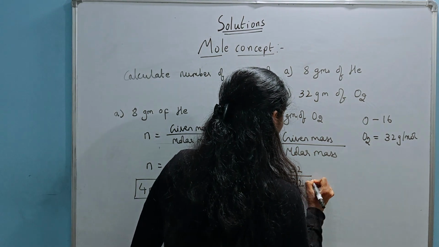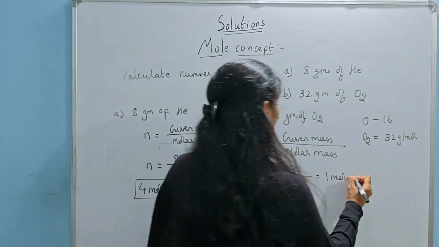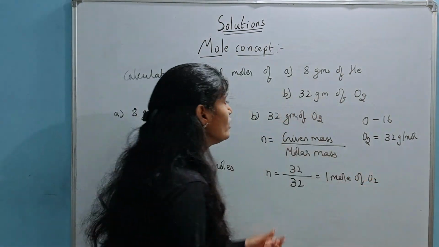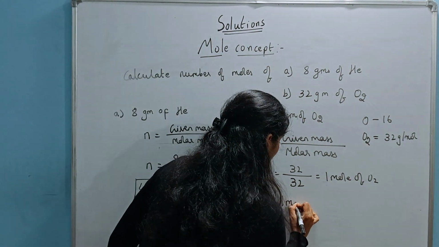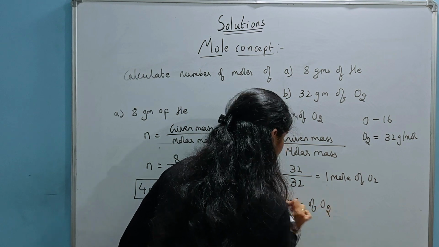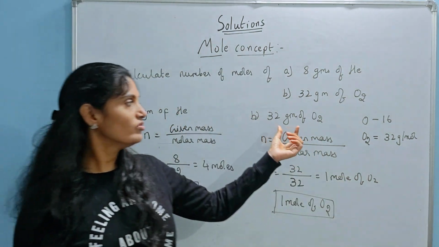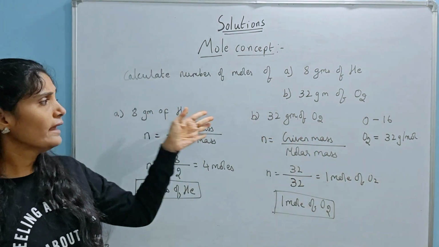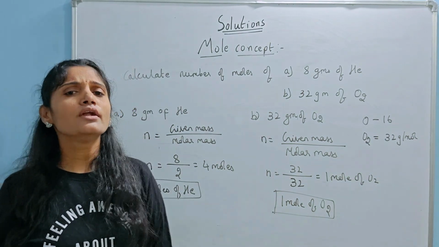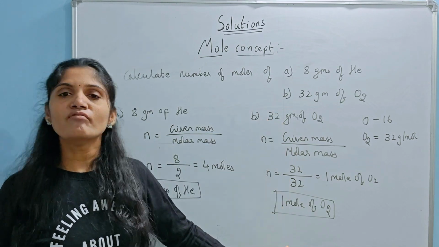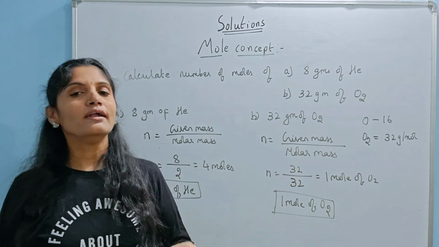So that is 32 divided by 32, which is equal to 1 mole. Clear? 1 mole of oxygen. So 32 grams of oxygen is equal to how many moles of oxygen? 1 mole of oxygen. This is how we convert the number of grams into number of moles. If they give the mass of a particular element or compound in the question, you can convert it into number of moles by dividing it by its molar mass. This is how you calculate the number of moles in terms of mass.